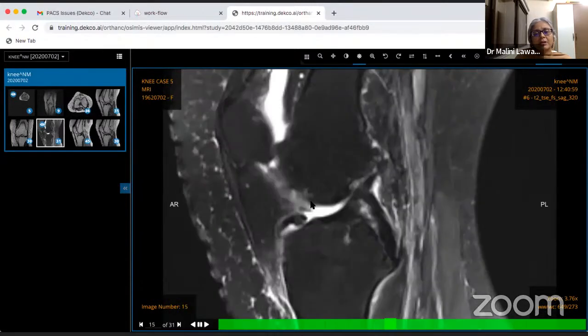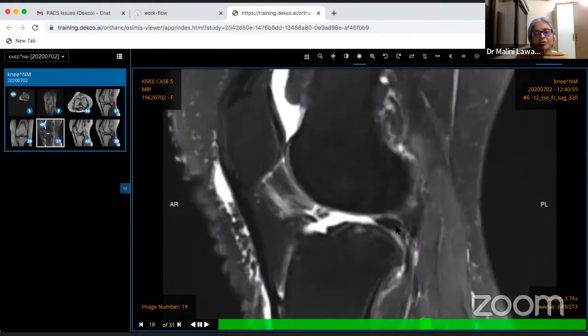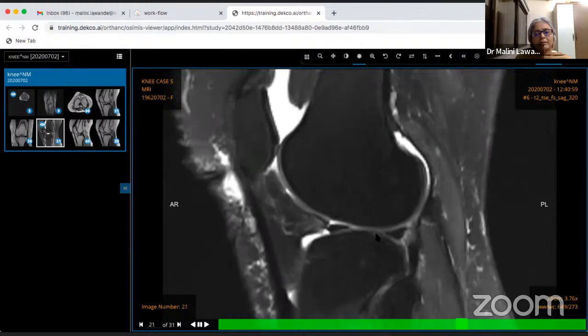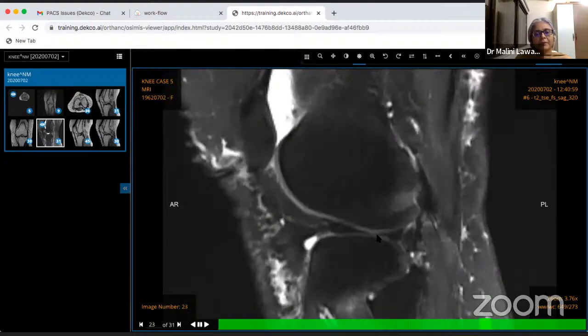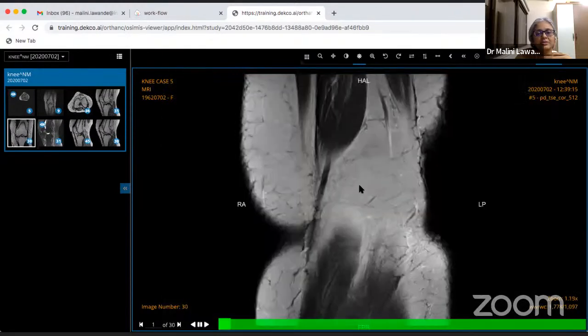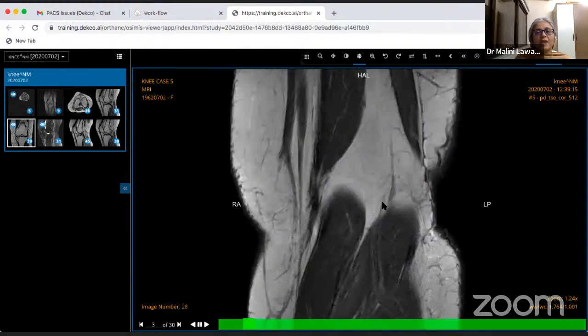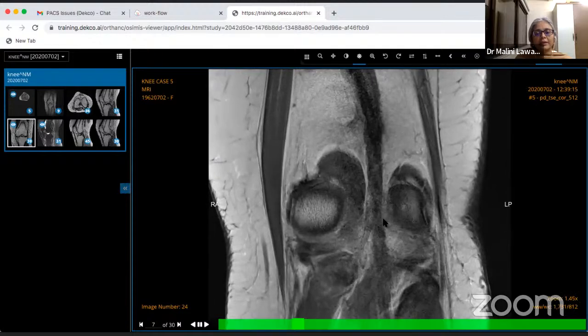Next, coming to the lateral meniscus, this is the anterior root, this is the posterior root, and anterior and posterior horns look fine. The body looks okay. So now let's look at the coronal images. When I look at the coronal images, I'm coming from posterior to anterior.